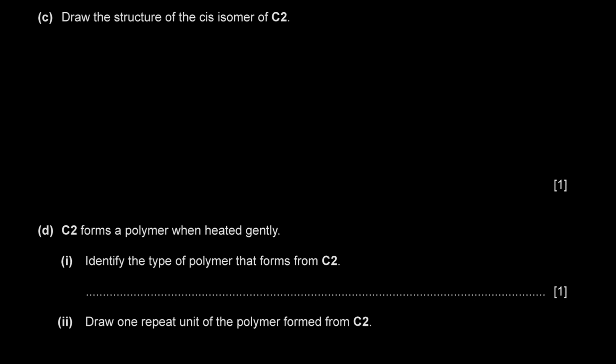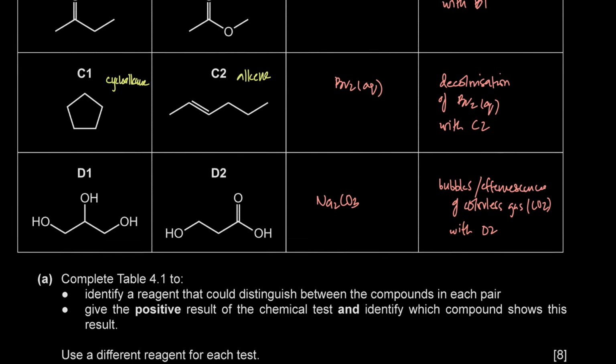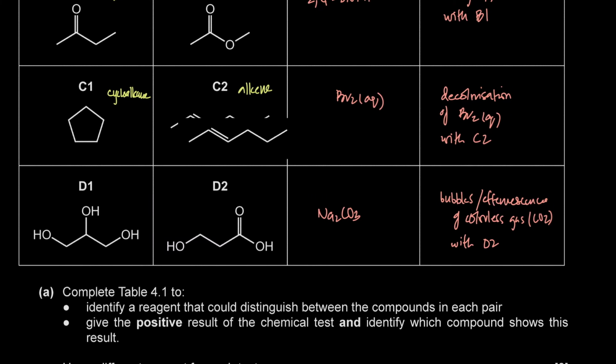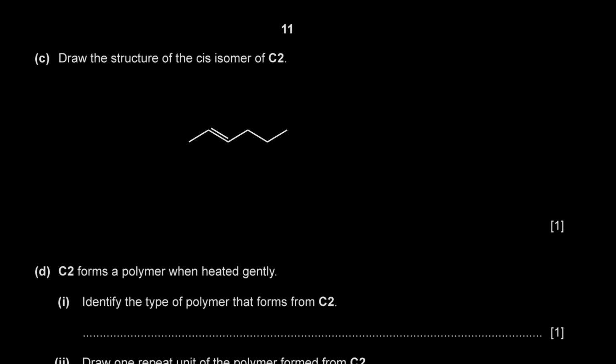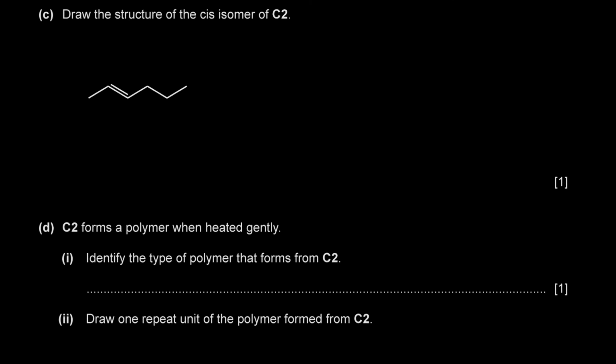Draw the structure of the cis isomer of C2. So here in compound C2, they've given us the structure of the trans isomer. We just have to draw the structure of the cis isomer over here. For the cis isomer, instead of this alternating arrangement of the carbon chain across the double bond, the carbon chain will be on the same side like this. So 1, 2, 3, 4, and then 5, 6. So this is trans hex-2-ene, and then this is cis hex-2-ene.